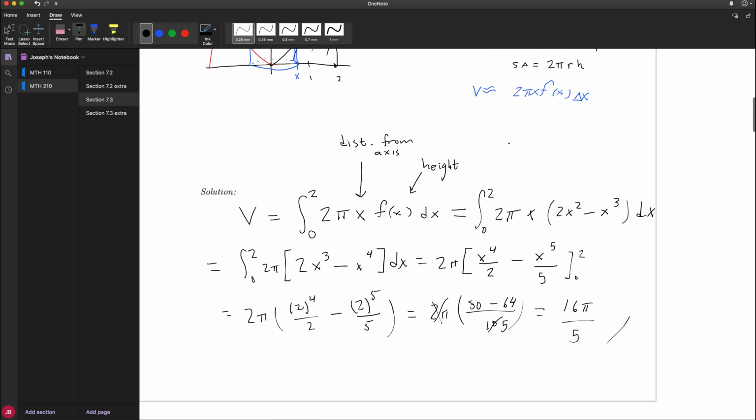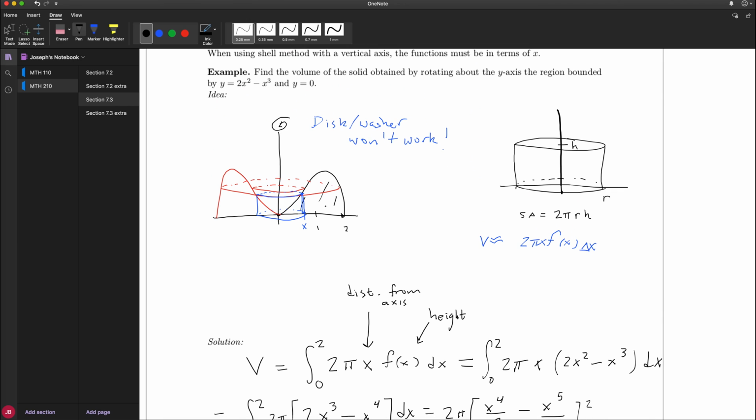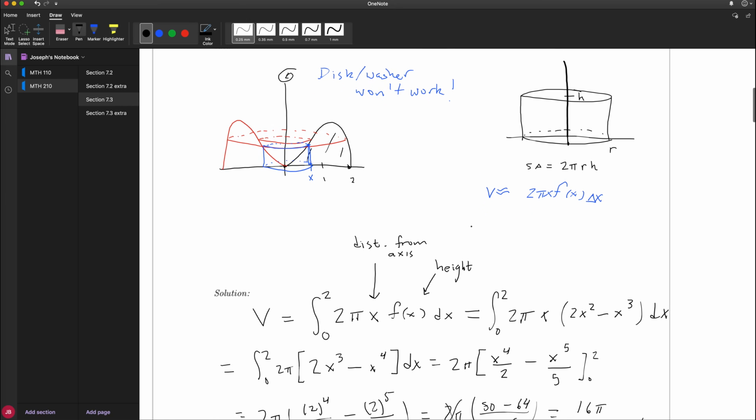All right, just to recap: using the shell method, the integral will be from the x bounds of the region when you have a vertical axis, and you get 2 pi times radius times height. Okay, so we'll explore that a little bit more in the next video.